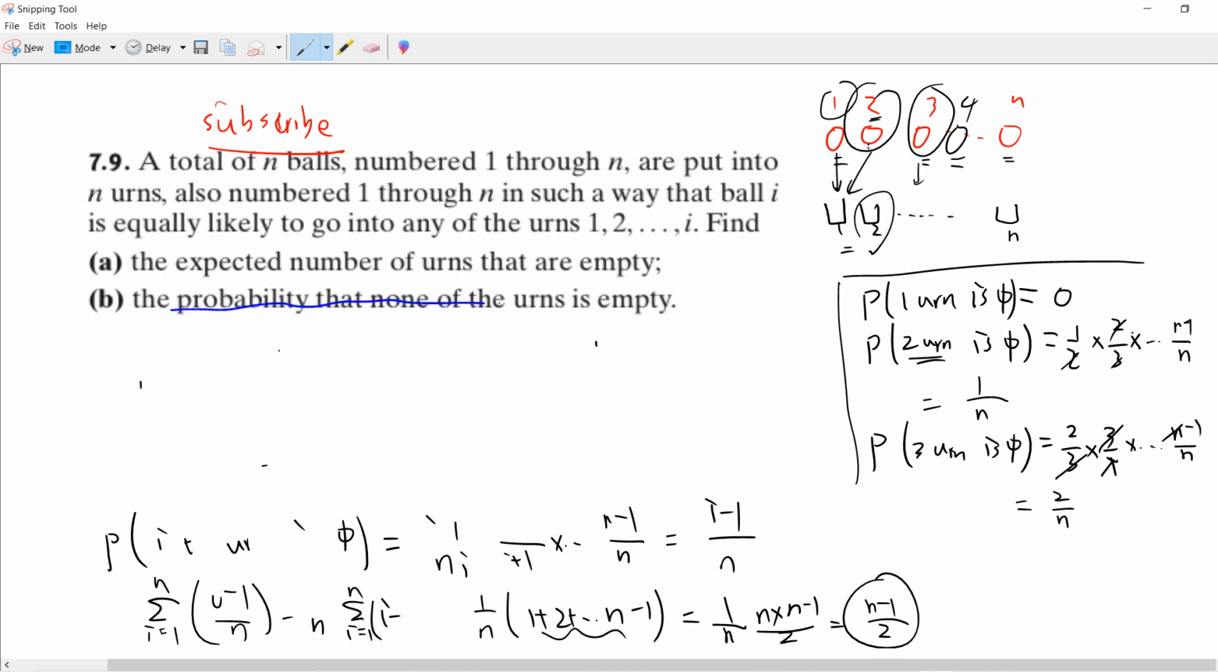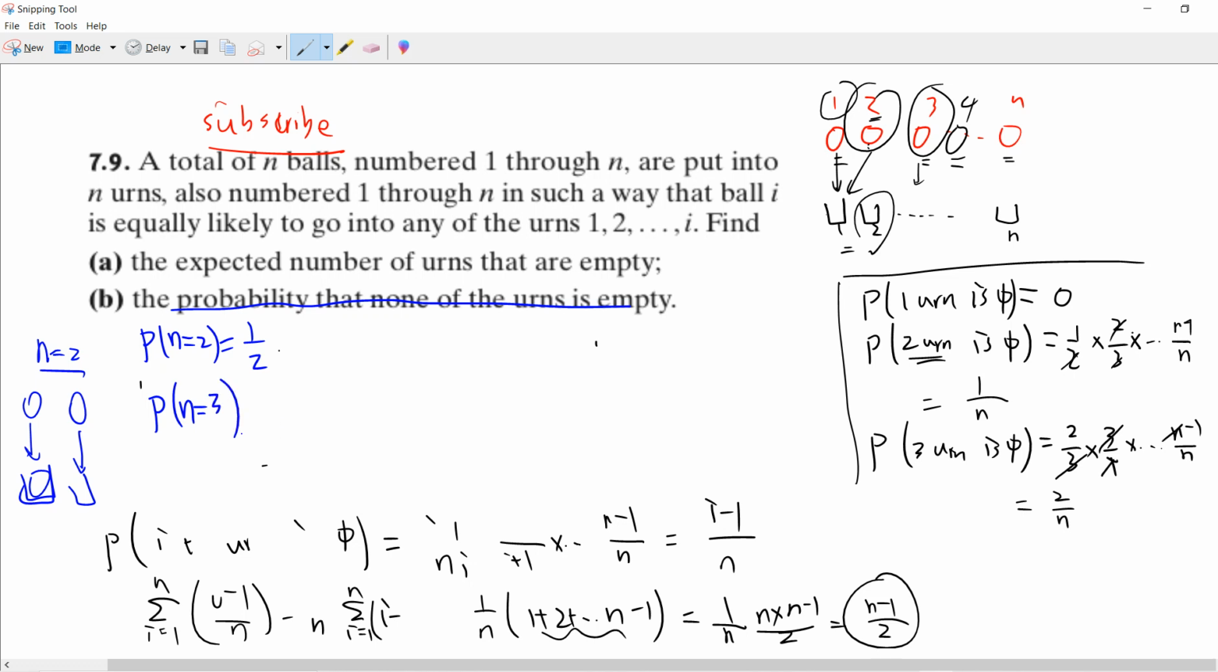The probability that none of the urns is empty. Let's solve this maybe by induction, or first check n equals 2. For n equals 2, the first ball must go to the first urn. But what about the second one? If none of the urns is empty, then the second ball must go to the second urn. So the answer for n equals 2 will be half.